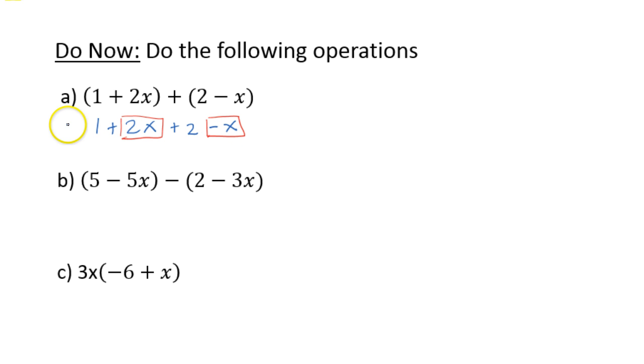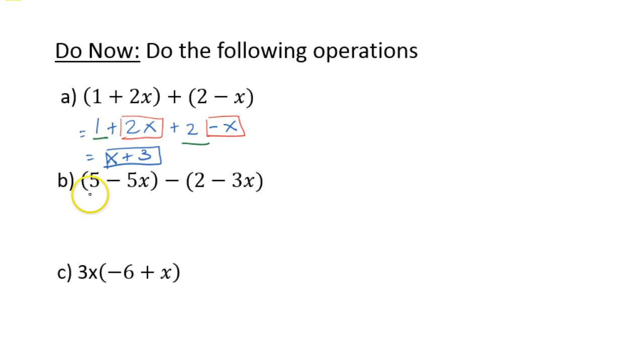If we combine like terms, here's my 2x, my minus x. We can combine those together and combine our numbers, our integers, and we actually come up with x plus 3 as our solution. So we have 1x and 3 integers. So now let's do the subtraction one.